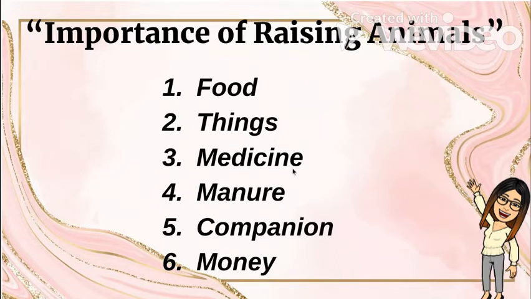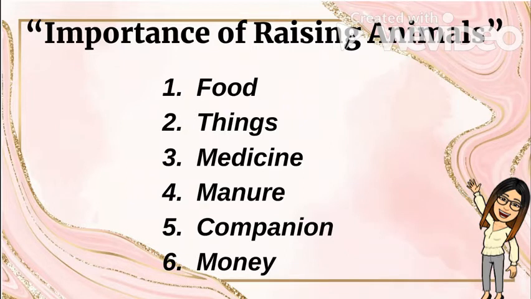Number 3, we have medicine. Medicine, class. Some animals are used in making pills and other kinds of drugs. There are different types of medicine. Another one, we have manure. Manure, class, we can use for making organic fertilizer. Farm animal droppings are considered a good source of fertilizer. You heard it right. We can use their manure to make organic fertilizer, which is healthy for the plants.